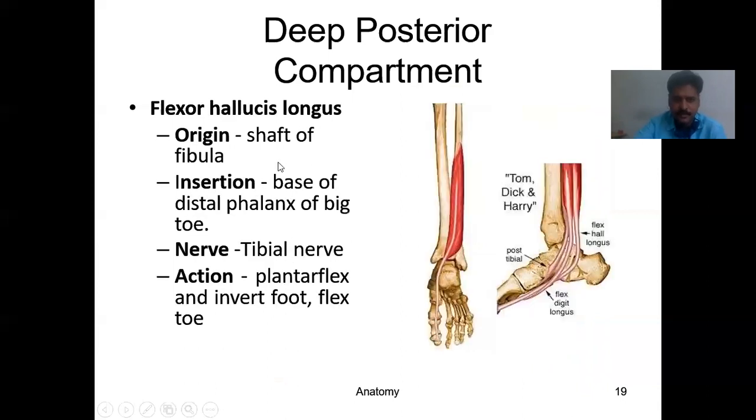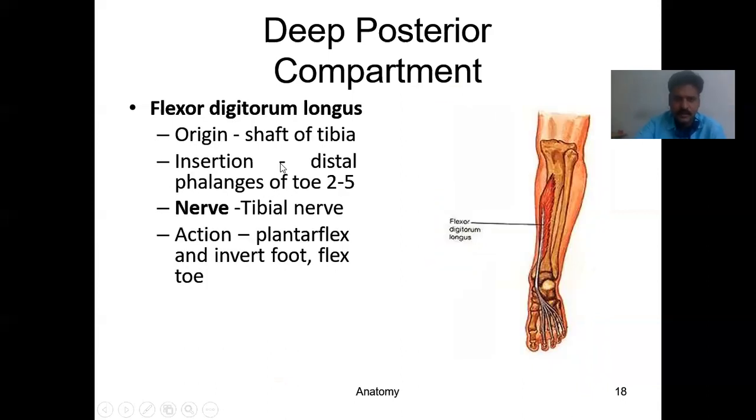So the flexor digitorum longus arises from the shaft of the tibia and is inserted into the distal phalanges of the second to fifth toes. You can see here, the flexor digitorum longus has 4 tendons. You can see the 4 tendons reaching the second to fifth toes. Supplied by the tibial nerve. The action is plantar flexion and inversion of the foot, and it flexes the toes.